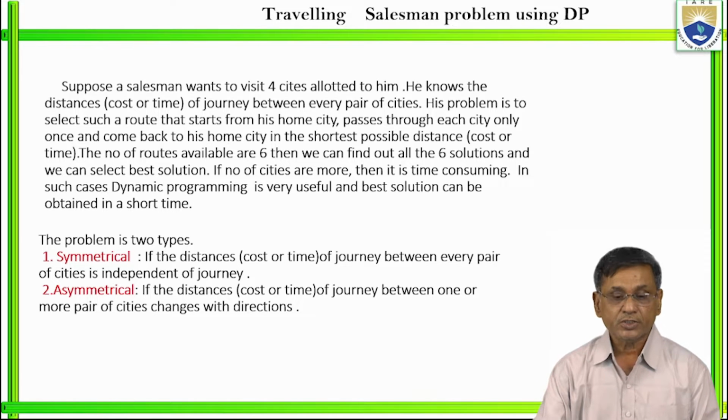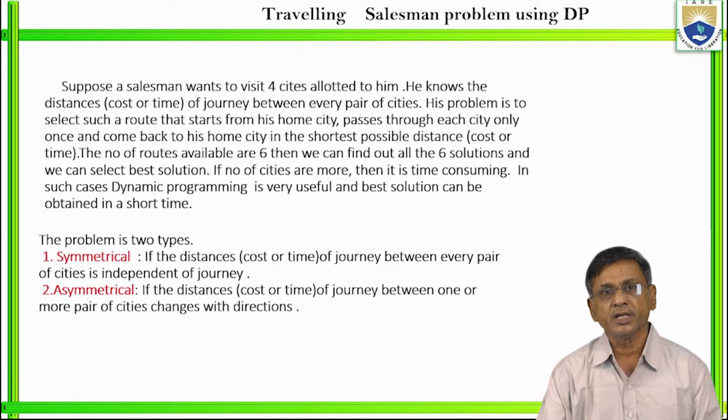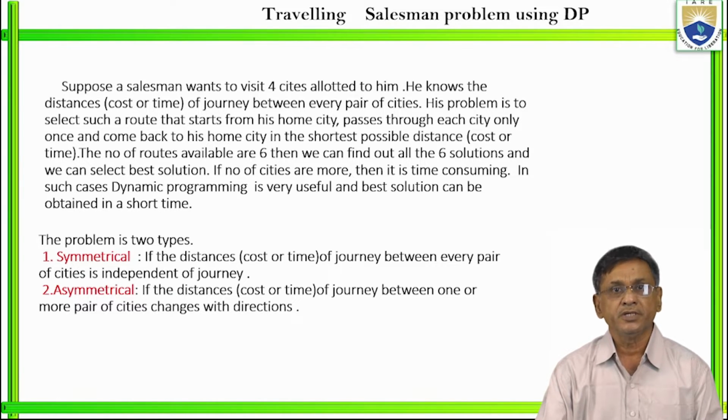Suppose a salesman wants to visit a certain number of cities allotted to him. He knows the distance, cost or time between every pair of cities. His problem is to select a route that starts from his home city and passes through each city once and only once, and comes back to his home city at a minimum cost or at a minimum distance.